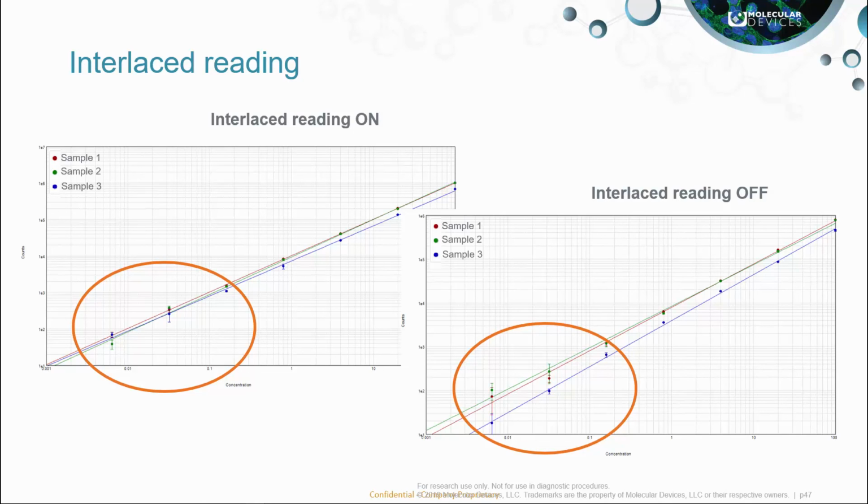Now I will show you some data from an AlphaScreen assay run together with my supervisor in the lab. In these two graphs, we can see the effect of the interlace reading on versus off in three different samples. As you can see in the lower part of the graph, the CV values are reduced, and in general we can observe better curves when the interlace reading was on in comparison to when the interlace reading was off.